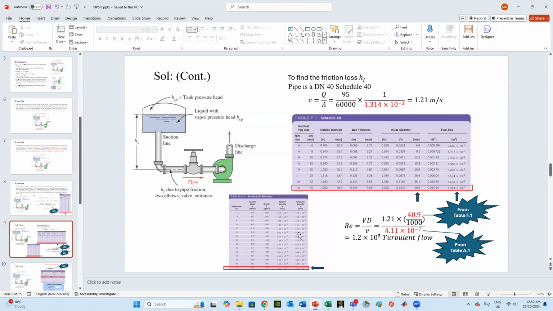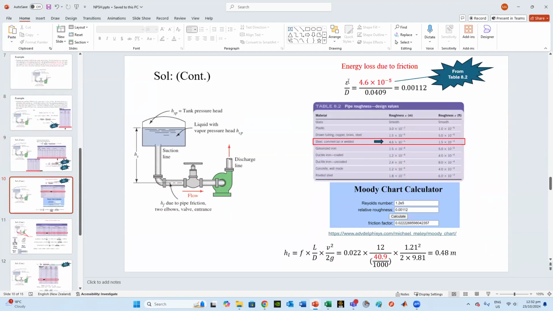Two options: either you go to the Moody chart, or a Moody chart calculator, and you have the E over D. So we're using steel commercial pipe. The roughness is 4.6 times 10 to the power minus 5. Divided by the diameter, you get the ratio 0.0112. You put the Reynolds number and the relative roughness in the Moody calculator. You get the friction factor about 0.022, or you can use the equations similar to what I've done in part 1. It's up to you.